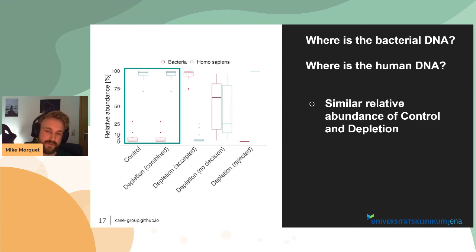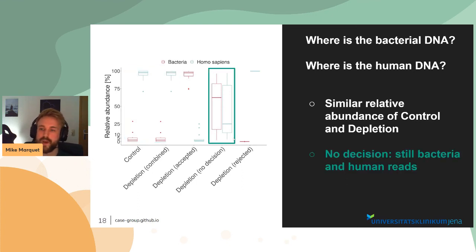The rejected read fraction is very specific for depletion, so we have roughly 99.98% human DNA in this read fraction, and the rest is not significant bacterial DNA. But important from this slide is the no decision read fraction, which still contains bacterial DNA and human DNA. So human depletion is not completely possible with adaptive sampling.